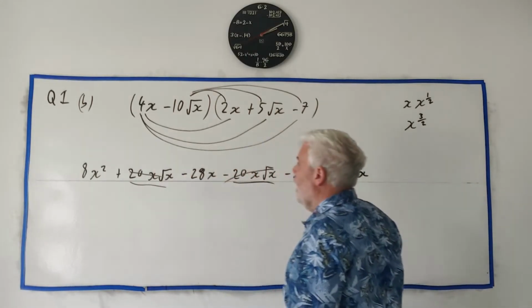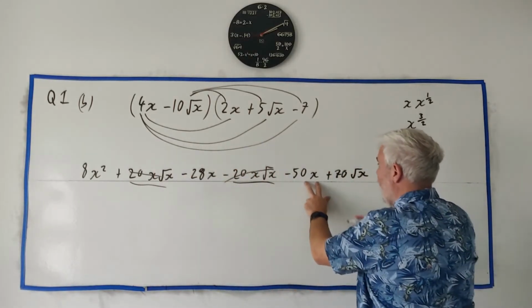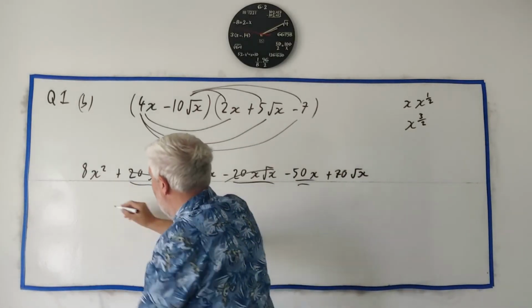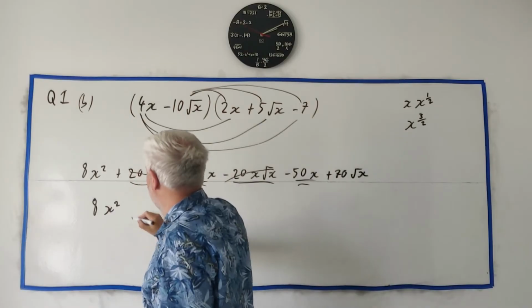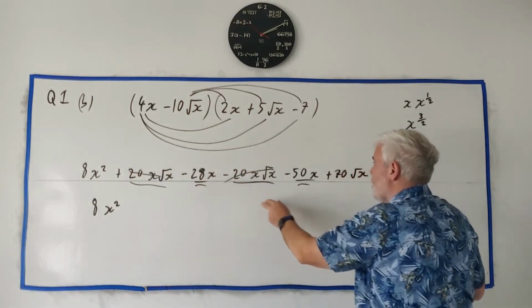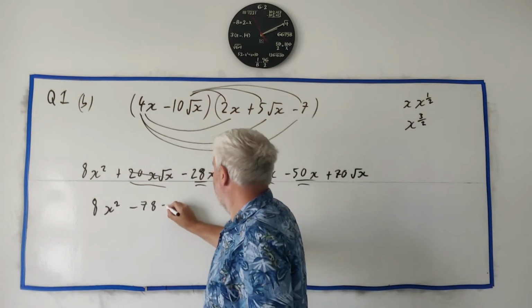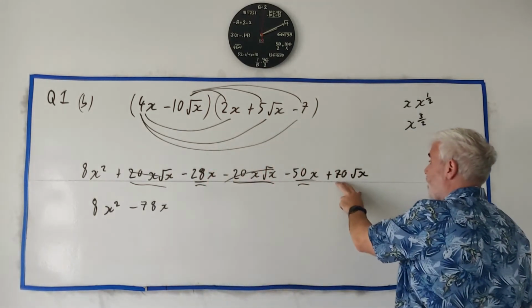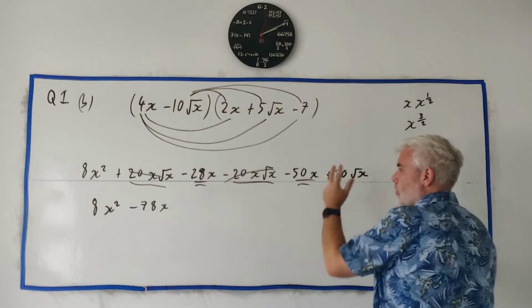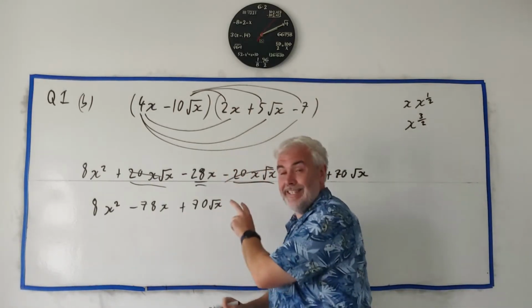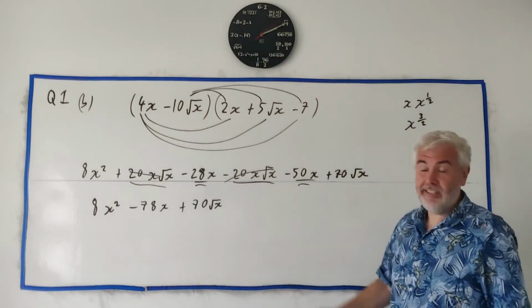It's just gone. What else? We also have two x terms. So let's see, we've no x squared terms. We've just 8x squared. Minus 28 minus another 50, that's minus 78x. And this doesn't go with anything, so it's plus 70 square root x. Simplify. That's as simple as I can get that. And that's it for part B.